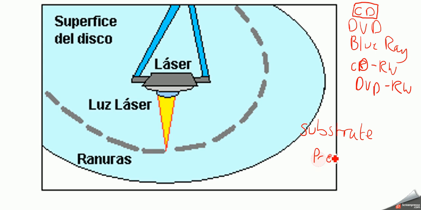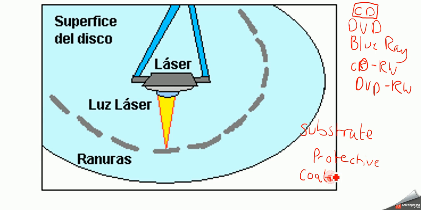The CD, the surface of it, it's got a little coat of what's called substrate and protective coating. So on a CD, it's got substrate and protective coating. And what happens is this.